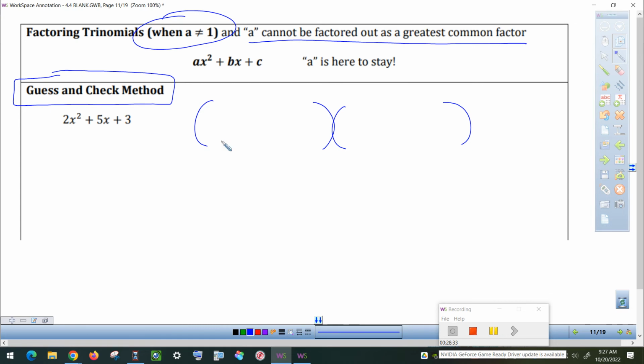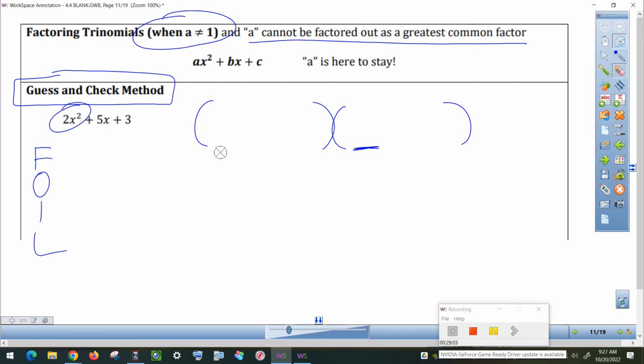So, for example, when we're doing FOIL, the first term times the first term has to equal 2x squared. Well, there's actually only one possibility for what that could be. We could have 2x in one parenthesis, and then just a regular x in the other parenthesis. Because 2x times x, that's the only way that we would end up getting 2x squared. Because the 2 is going to stay in front, and then x times x is x squared.